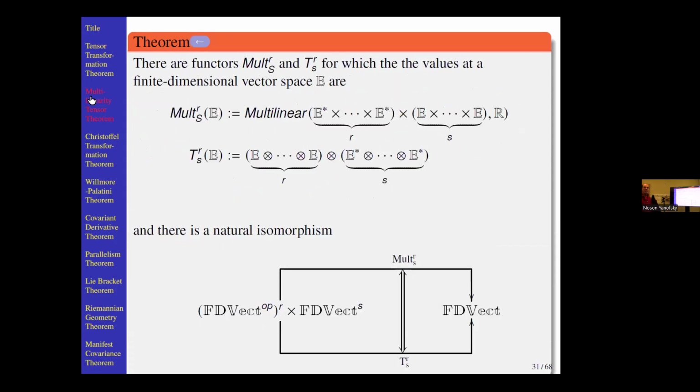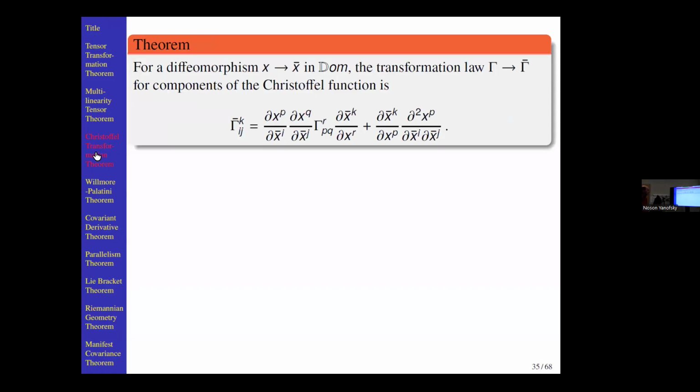Speaking of which, the basic theorem is the isomorphism between multilinear maps, scalar valued multilinear maps, with r times contravariant and s times covariant, corresponding to tensors, which I've always wanted to understand, but this does help. Yeah, Elias, I'm just going to press pause for a second. The Christoffel symbols have this nice formula, and I'll be coming back to proving that formula.